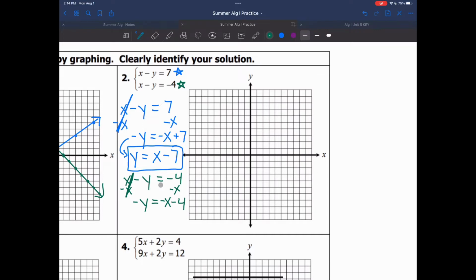And then same thing, to get rid of the negative on the y, just get rid of it, but let's change the sign on everything else. So it'd be y equals positive x plus 4 in the end. All right, we have our two equations, and now we just graph.